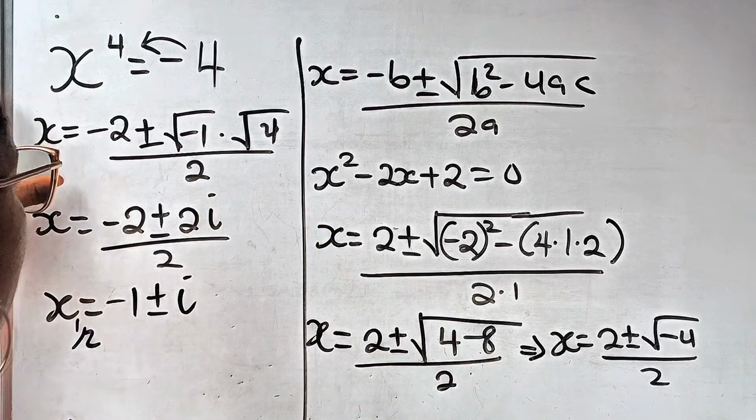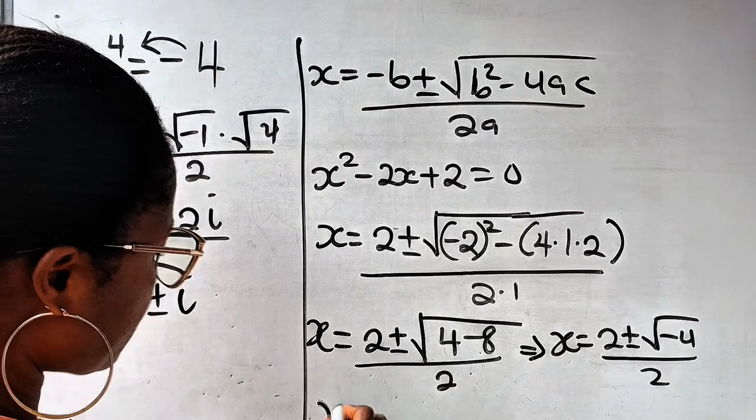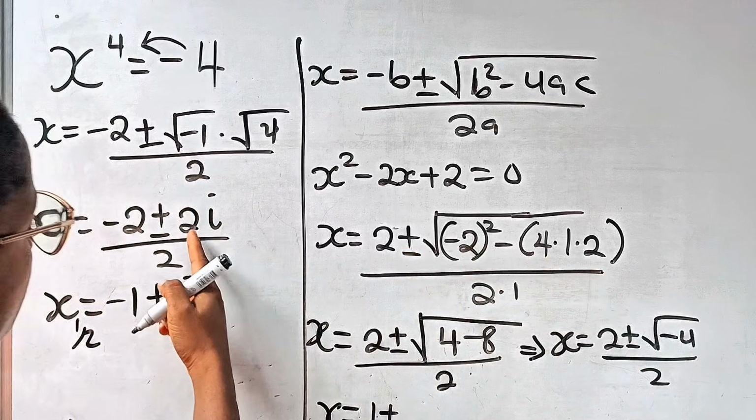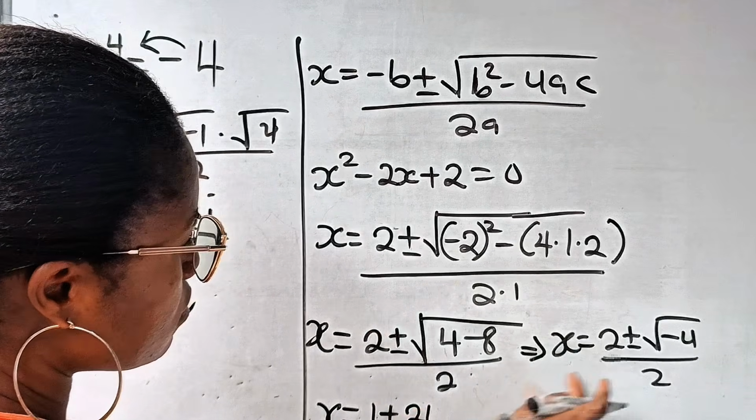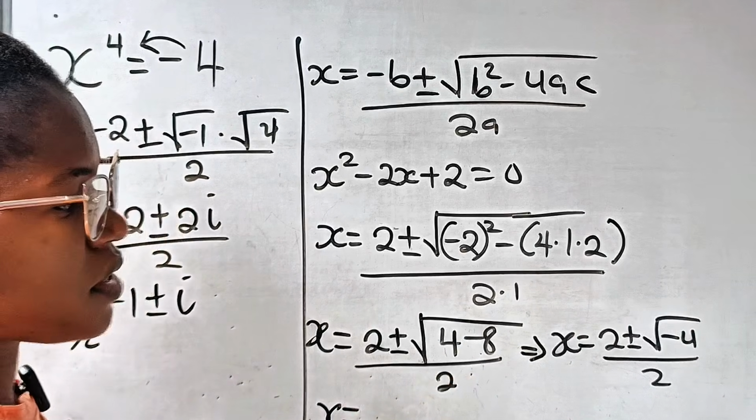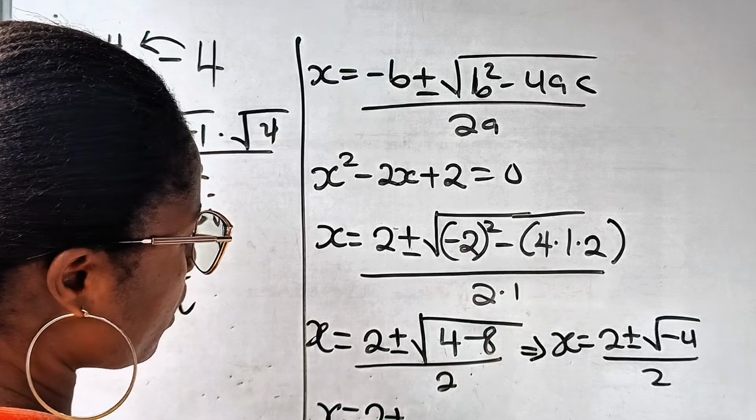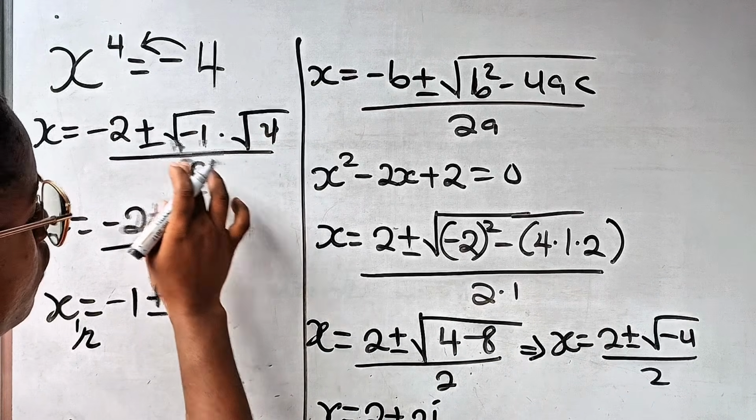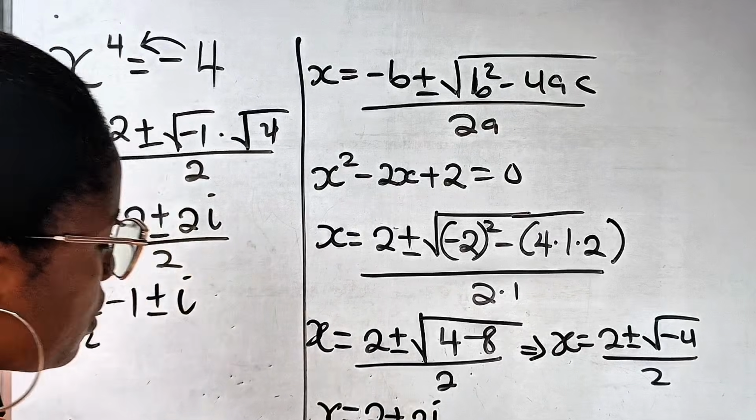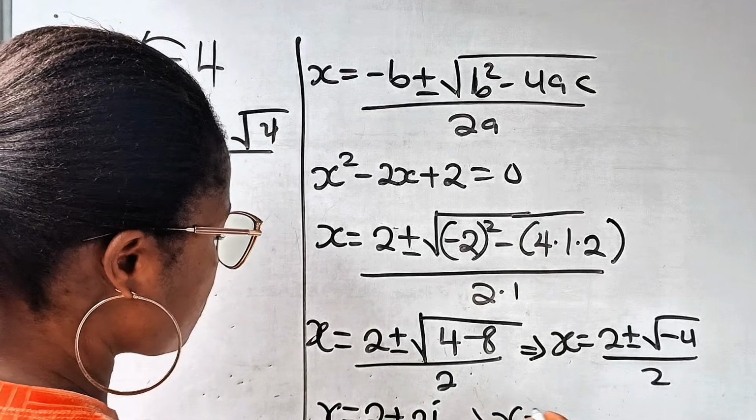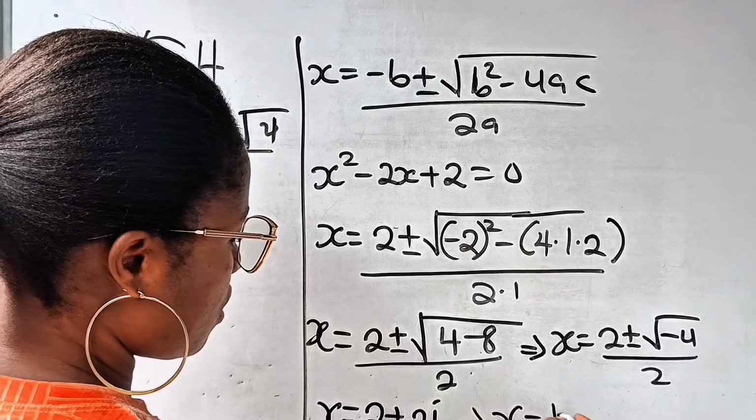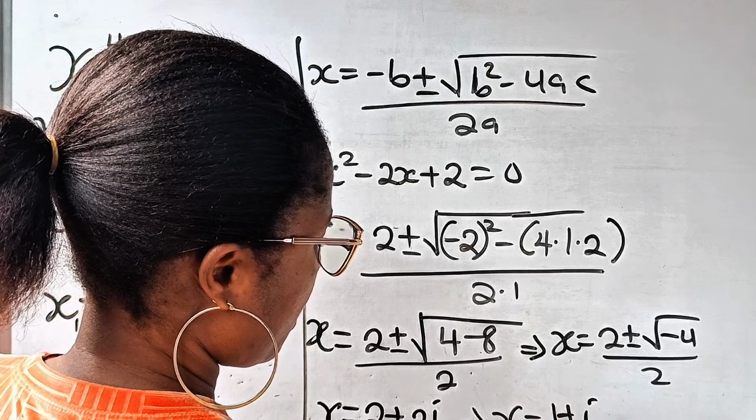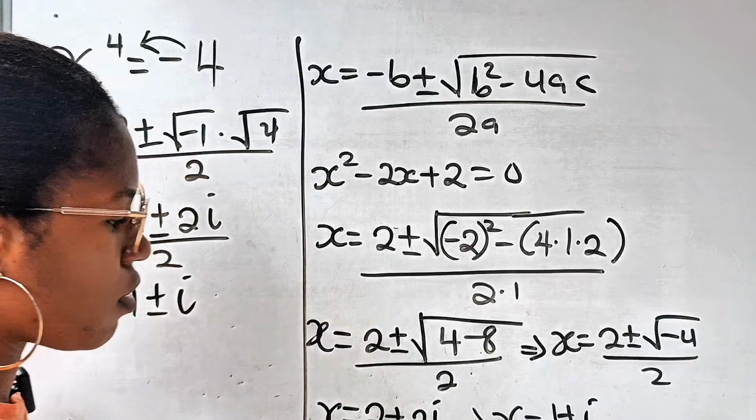So working with what we got here, we are going to have x is 1 plus or minus, this will give us already 2i. Let's not skip anyone. So we have 2 plus or minus, this will give us 2i, just like what we got before, divided by 2. So this implies that x is equal to 2 divided by 2 is 1 plus or minus 2i divided by 2, which will give us only i. And this becomes the third and the fourth value of our x.